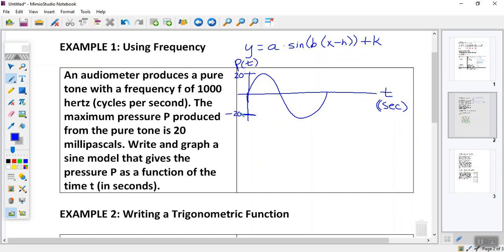So what's your amplitude in this, kids? Wouldn't it be 20? Very good. What's the K value? What's the midline right here, the way we've got this drawn? 0. So K is going to equal 0. Are we shifting the sine left or right at all? No. So I would make the H value what? 0. Okay, so K is going to equal 0, and H is going to equal 0.